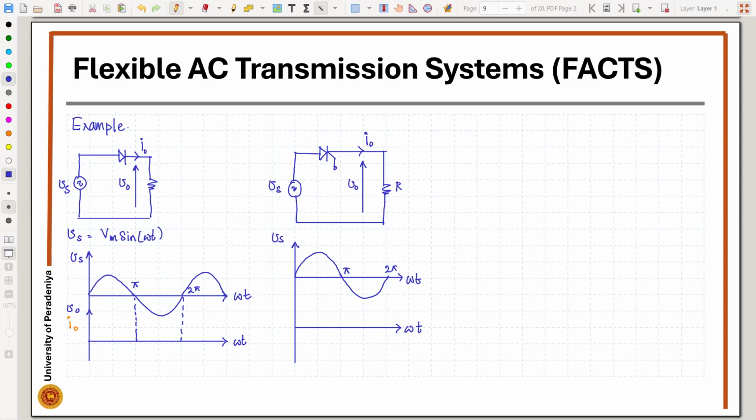The first waveform, from 0 to π, half the sinusoidal is present in the diode. The second part, π to 2π, is absent, the 0 line. And the third part, 2π to 3π, is also present. Okay.